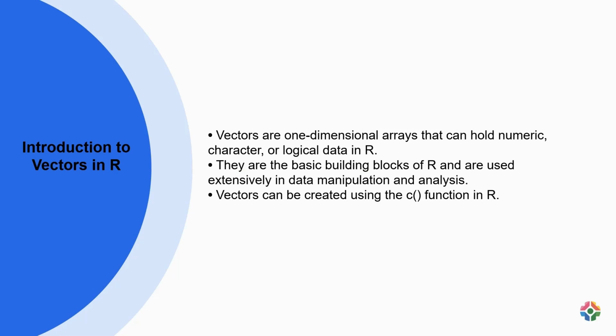Vectors are crafted using the c function. For instance, a numeric vector can be created by typing c(1, 2, 3, 4), a character one by using c("apple", "banana", "orange"), and a logical vector by entering c(TRUE, FALSE, TRUE). These vectors play a crucial role in storing and organizing diverse types of data in R, facilitating various computational operations.